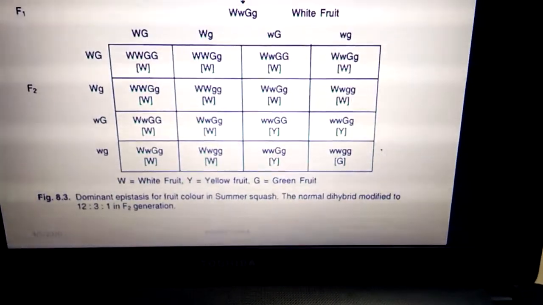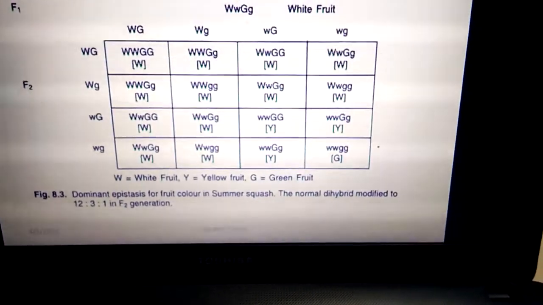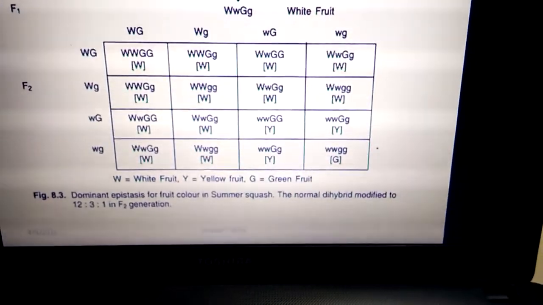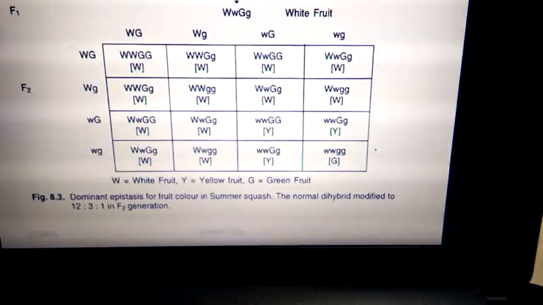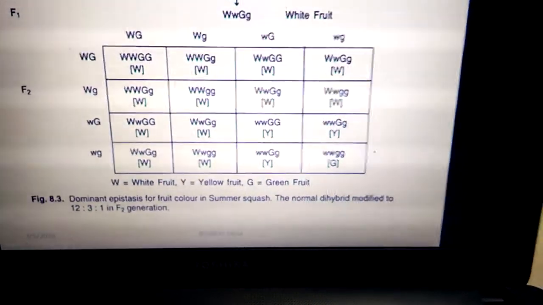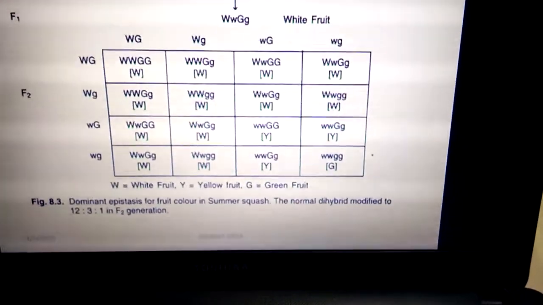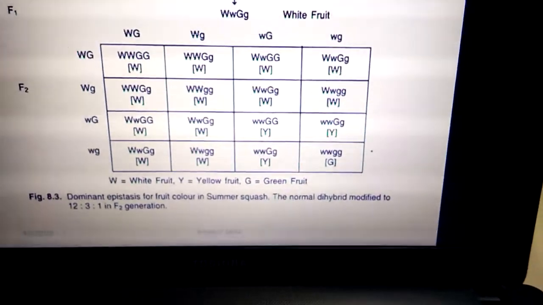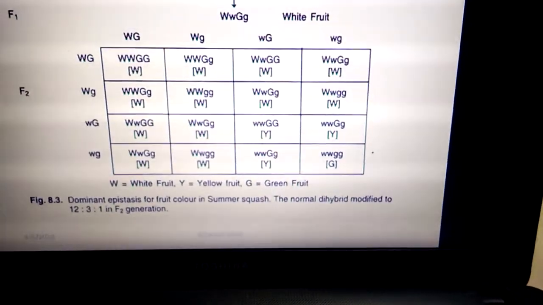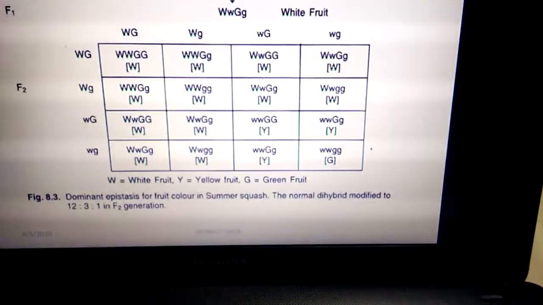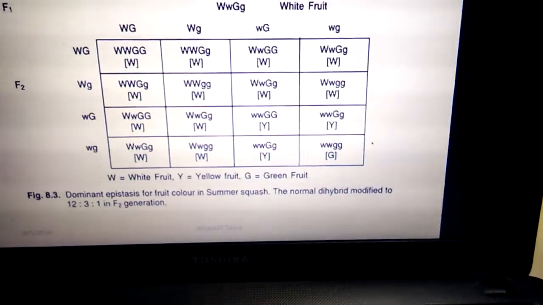Hence, it will mask the expression of capital G or small g allele. Hence, in F2 plants, with capital W, capital G, that will be 9 out of 16, and capital W, small g, that is 3 out of 16, these genotypes will produce white fruit plants. Those with small w, capital G will produce yellow fruit plants, and those with small w, small g genotypes will produce the green fruits.